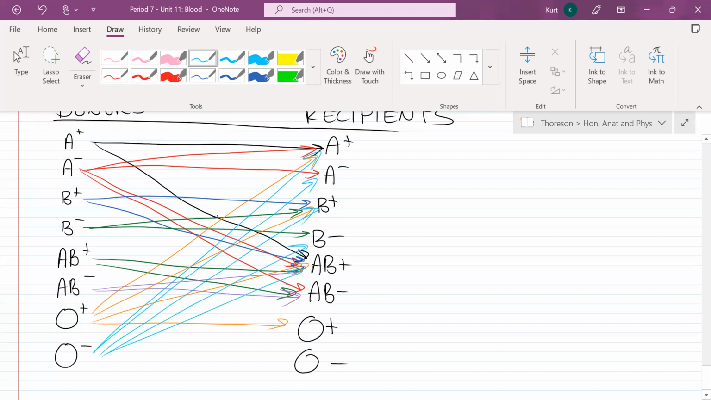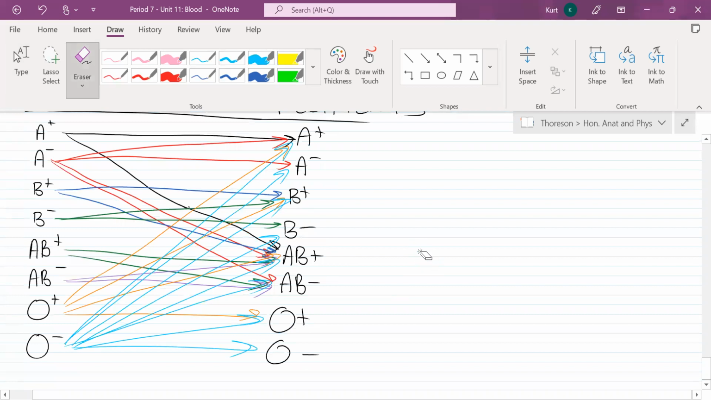It's not as complicated as I thought it was going to be. O positive can donate to any other Rh positive blood type. O negative can donate to everybody. It's not B minus.